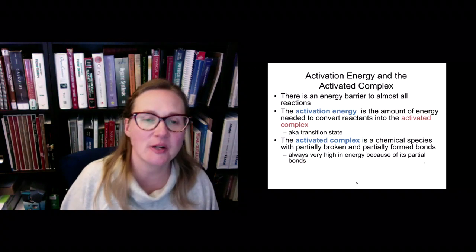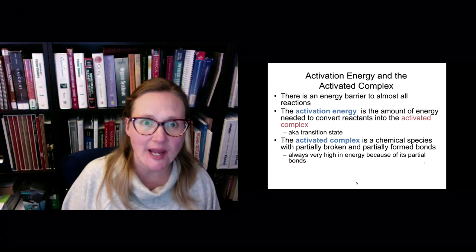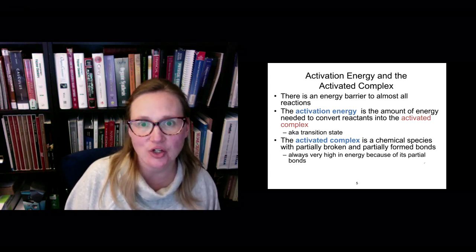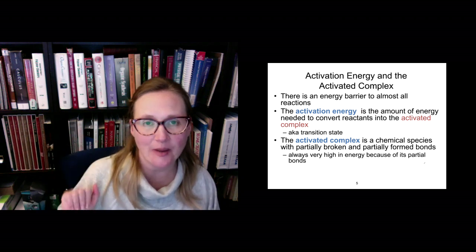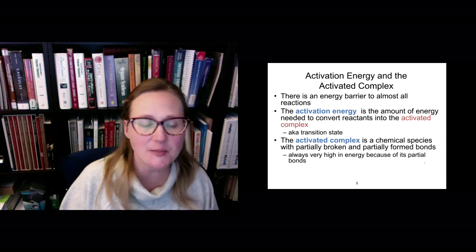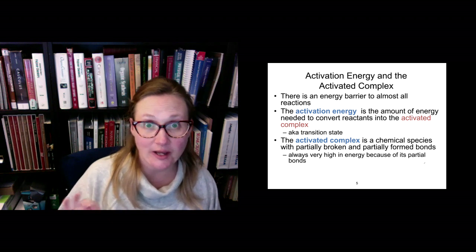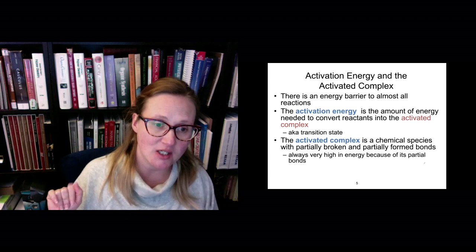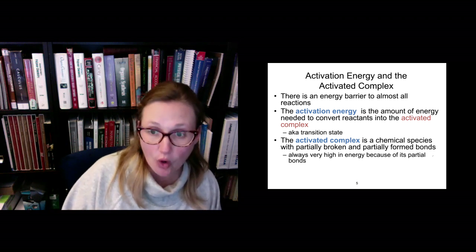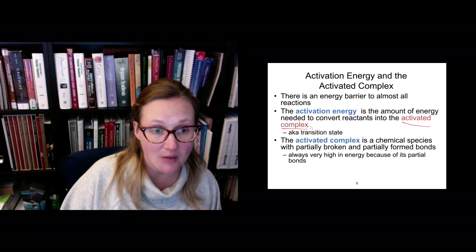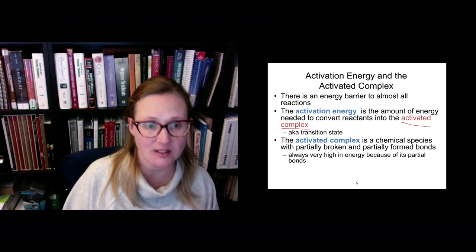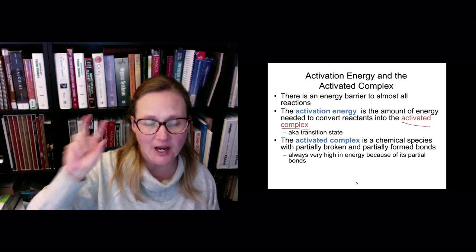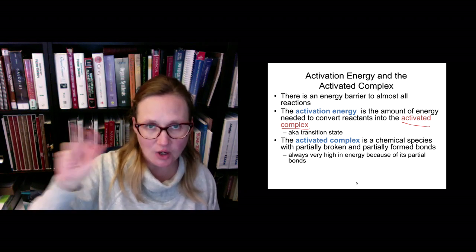Let's talk a little bit more about that activation energy. I said it can be thought of as an energy barrier. What is the barrier you have to surmount in order to proceed to product? The activation energy is really that amount of energy. And at the top of that activation energy is what's called a transition state or activated complex. They're both the same thing. Once you've gotten over that activation energy, that complex that you've formed is called the transition state.